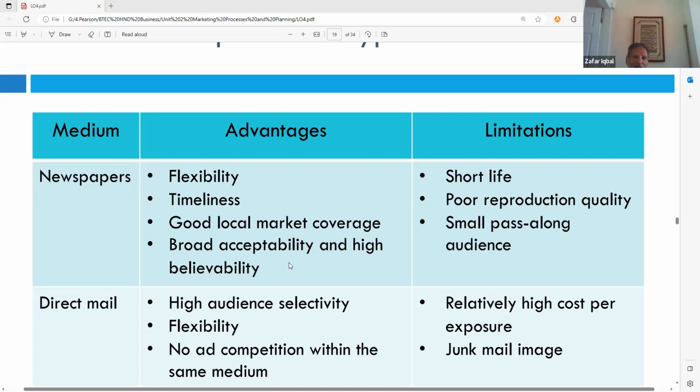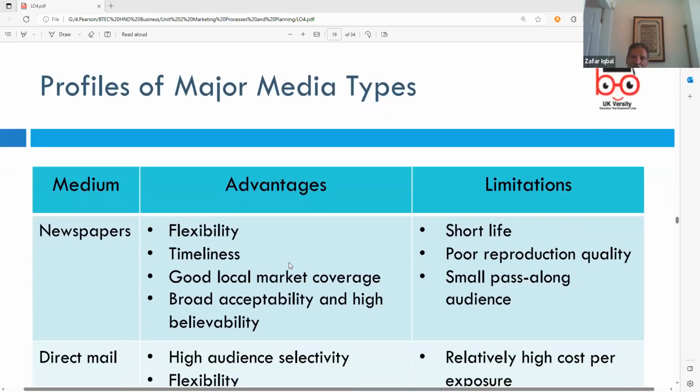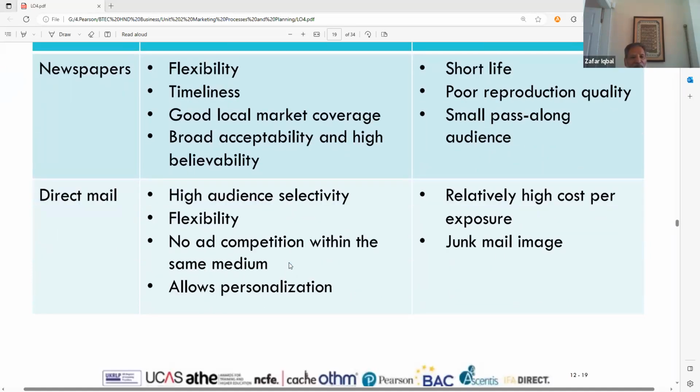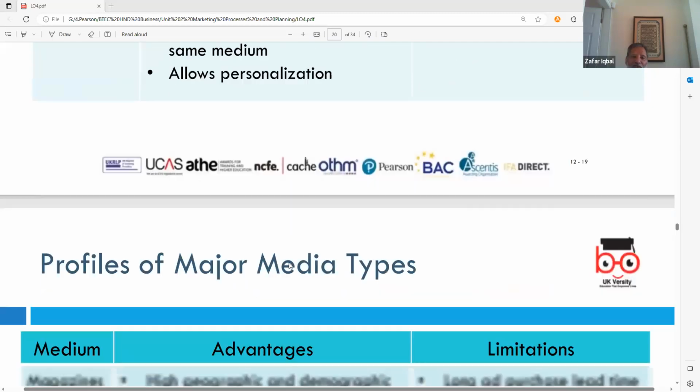Okay, direct mail. The second type of major media type you can use is direct mail, which has high audience selectivity and flexibility. It has personalization as well, but the problem is people see it as junk mail. People see direct mail as rubbish and they don't even look at it, and they'll probably throw it in the bin very quickly as soon as they receive it. So you need to look at that. There are limitations, such as high cost.